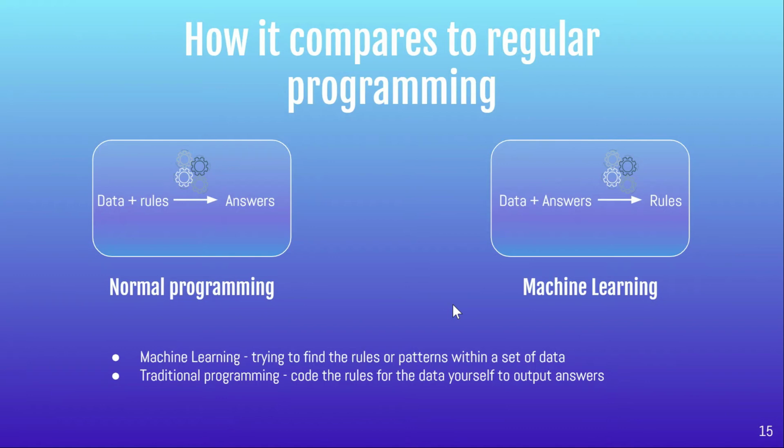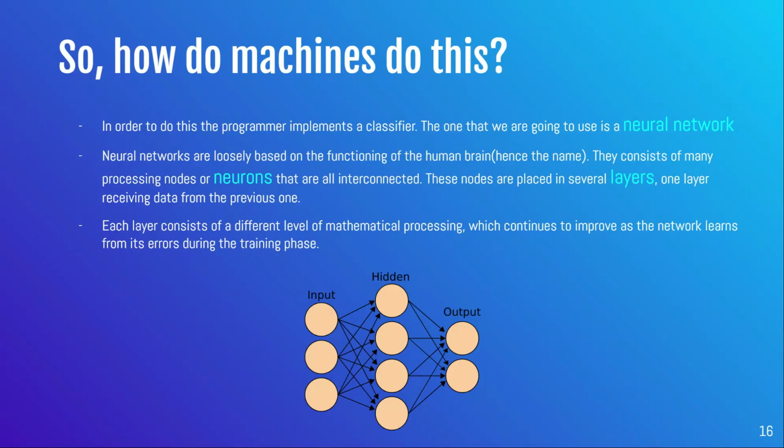Instead, in machine learning, what we're doing is we're just feeding the pictures of the vehicles to the machine, and the machine is trying to find these patterns and these rules by itself so that we don't have to code for it. So how do machines do this? In order to do this, the programmer typically implements a classifier. And a classifier is a model to classify and compute the data that is given by a programmer. And the one that we're going to use is called a neural network.